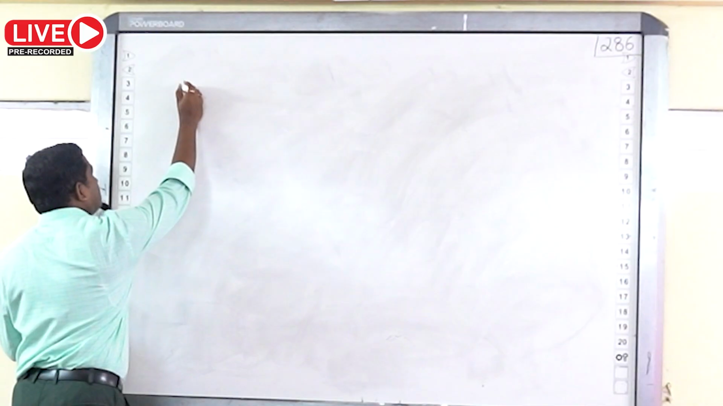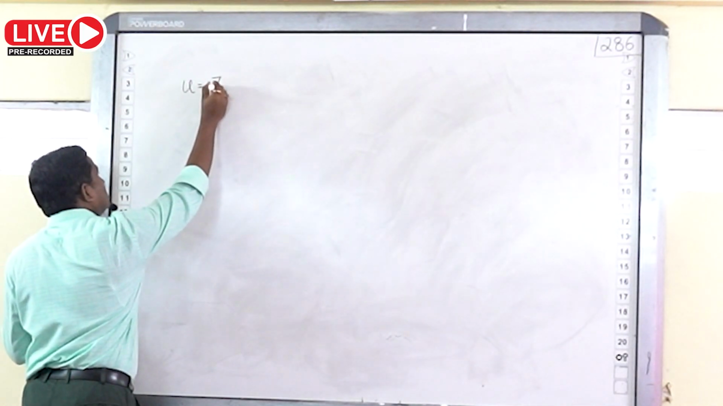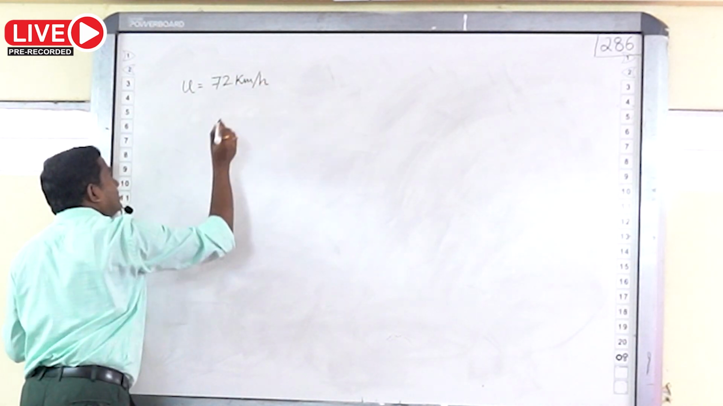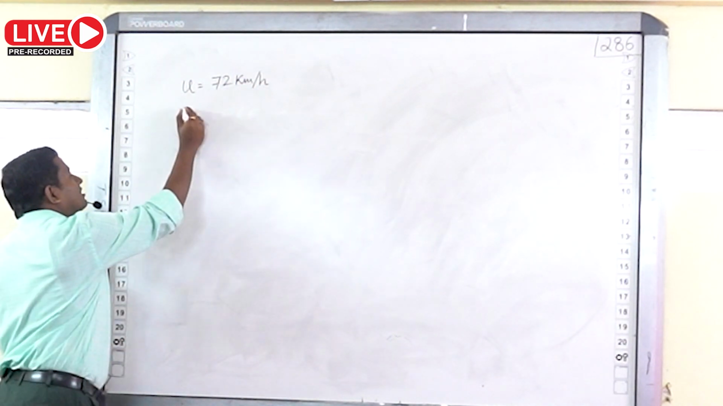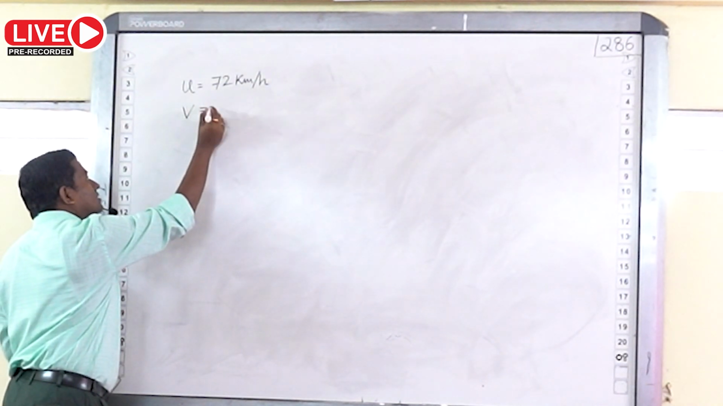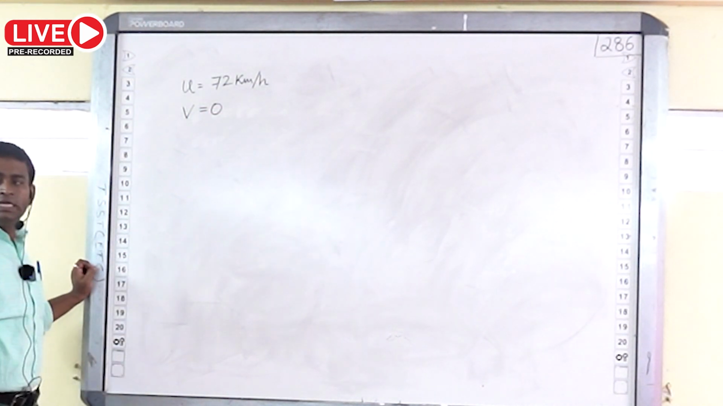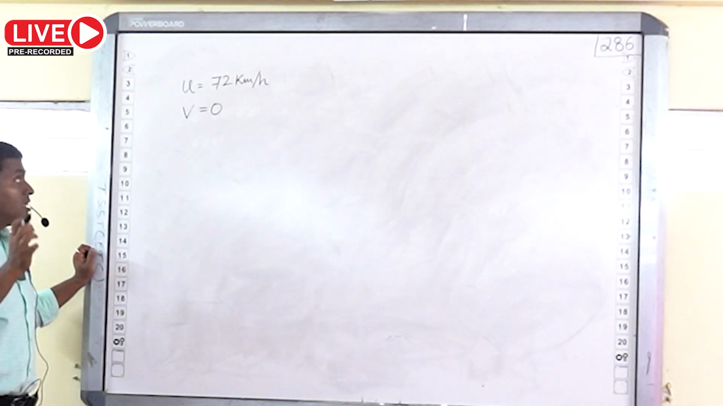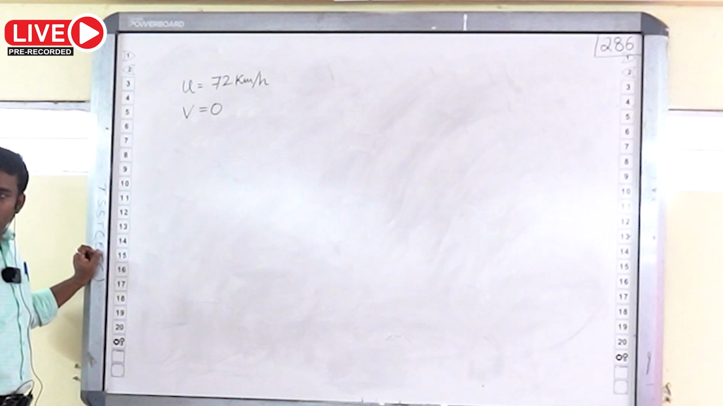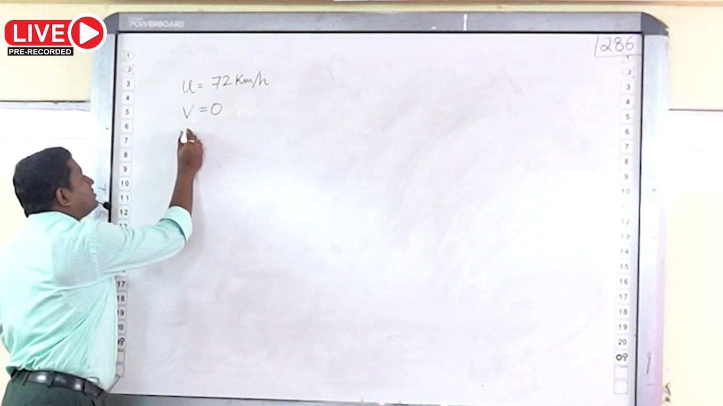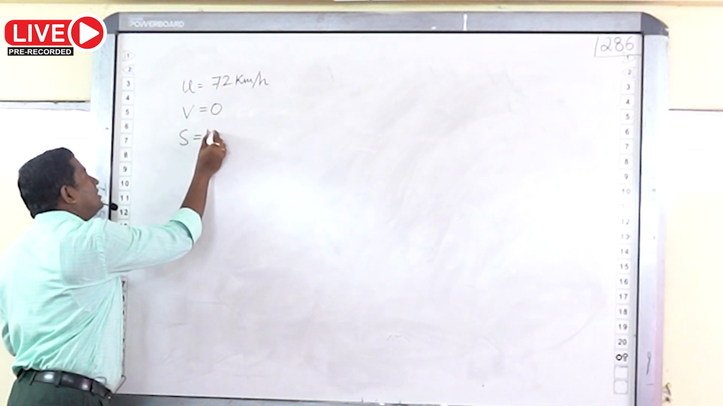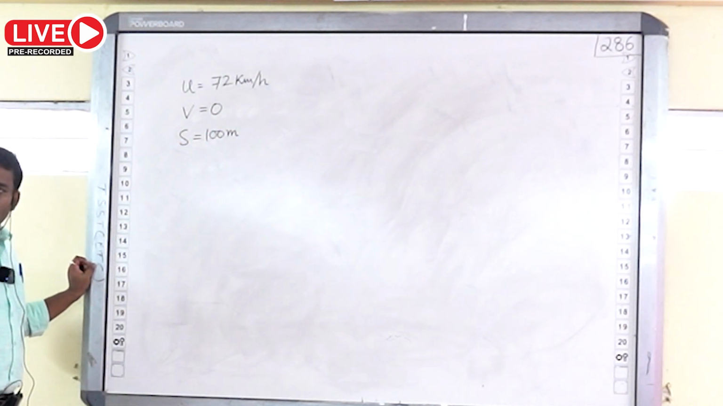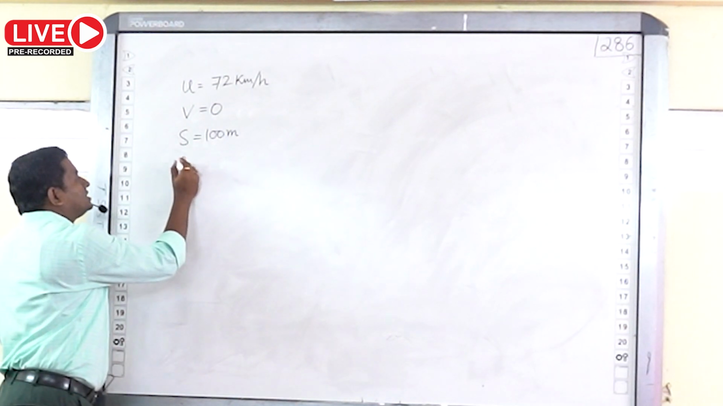Initial velocity is given, 72 kilometer per hour. Final velocity, because it is mentioned the car will be stopped after some time, so final velocity will be 0. Displacement during that time is given, 100 meter. And you have to find out the retardation A.